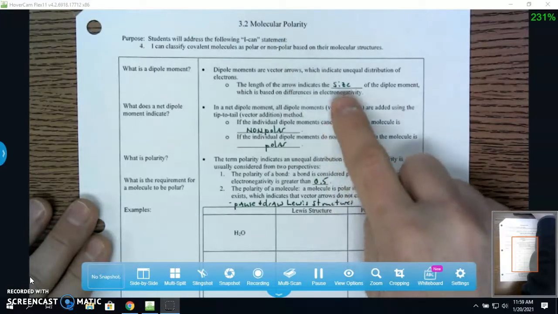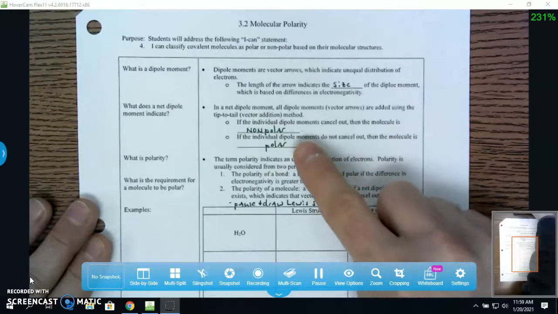Today we're going to be learning about molecular polarity. To start with, I want you to fill in these couple words right here: size, nonpolar, and polar.